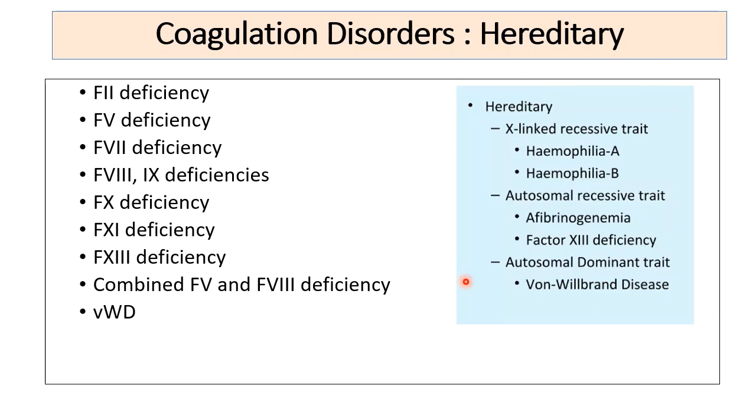Next, this is to just show you the inheritance pattern. For instance, hemophilia has an X-linked recessive trait. Most of the factor deficiencies have an autosomal recessive trait, whereas von Willebrand can have an autosomal dominant trait.